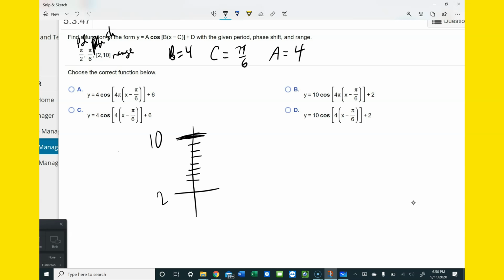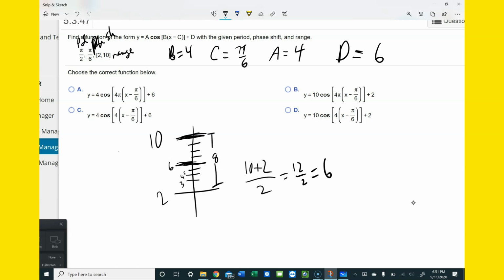So A is 4, right? You see what I'm saying there? Like this distance is 8. So the amplitude is half the distance between those two maximum and minimum points. And D is the average of these two things. It's what's right in the middle. Okay, what is right in the middle here? 2, 3, 4, 5, 6. So D is 6. Another way you could get that is just to average them by adding them. 10 plus 2, then divided by how many there are, which is 2. So that's 12 over 2, which is 6.